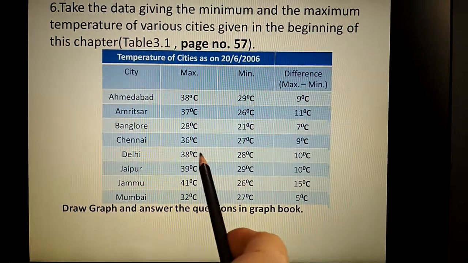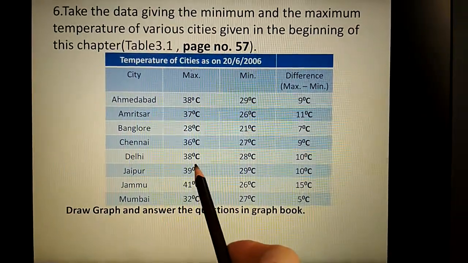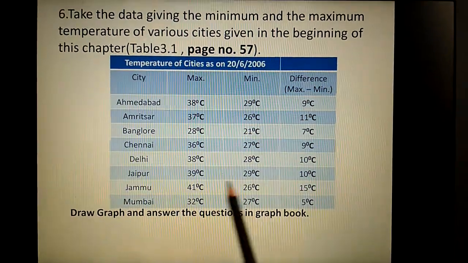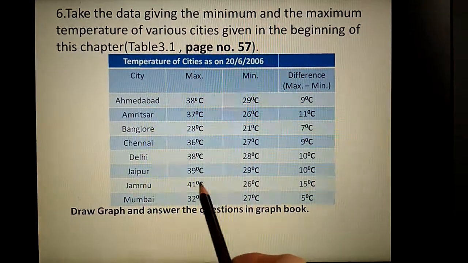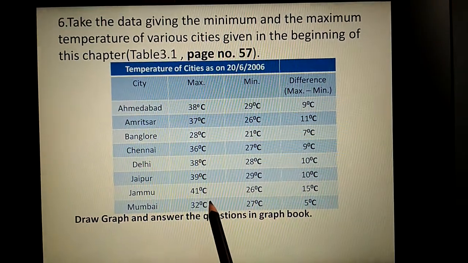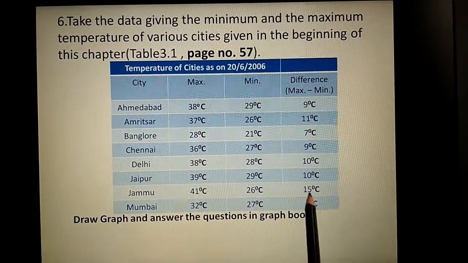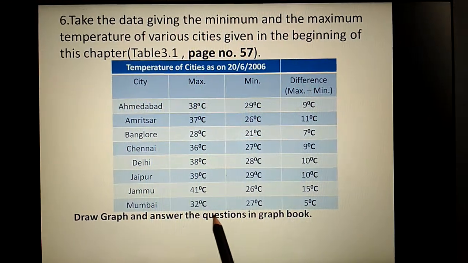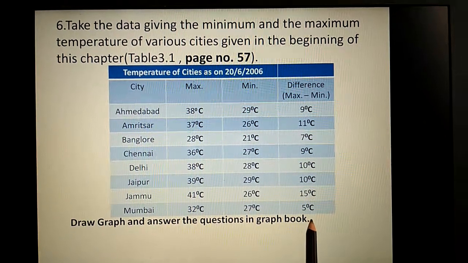Chennai, 36 degrees minus 27 gives us 9 degrees Celsius. Again Delhi, maximum 38, minimum 28, difference is 10 degrees Celsius. Jaipur, 39 degrees is maximum, 29 is minimum, difference between the two is 10 degrees Celsius. Jammu, 41 degrees is maximum, minimum is 26, and 41 minus 26 gives us 15 degrees Celsius. Mumbai is 32 degrees maximum and minimum is 27 degrees Celsius. The difference in this is 5 degrees Celsius.